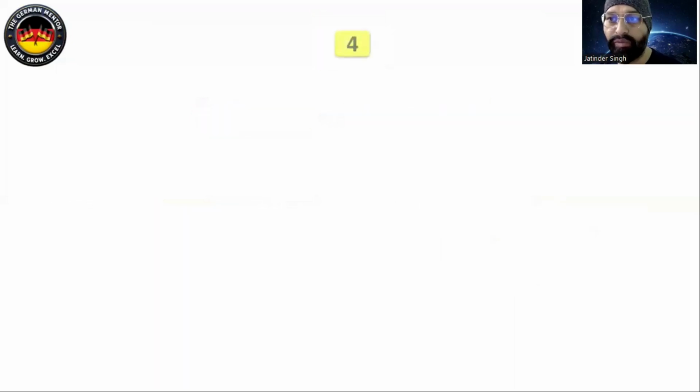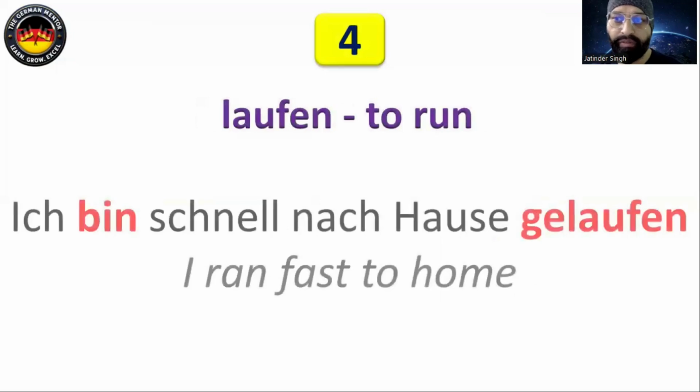The next one, number vier, laufen, which means to run. Ich bin schnell nach Hause gelaufen. I ran fast to home. So this is another example showing the movement from one place to another. Laufen, which changes to gelaufen, and the subject is ich. So the conjugation will be bin.